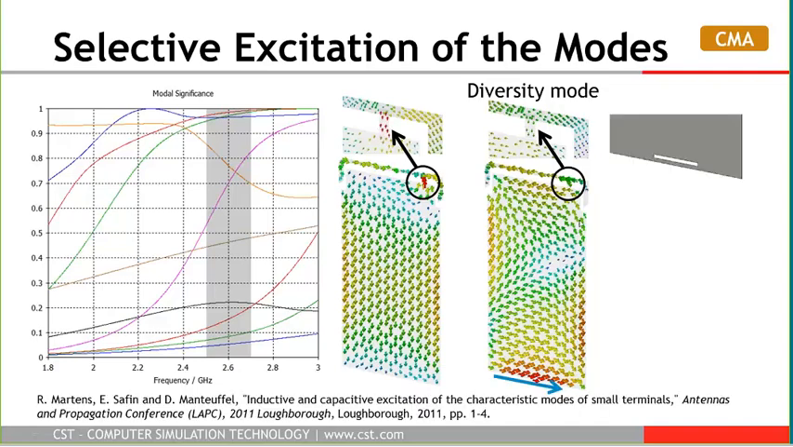Then there is a question, how do I excite this diversity mode? So where to place the port? And again, very nice way to do that has been published by Robert Martens at the Loughborough conference in 2011. You can see the reference down at the bottom of the slide. And the idea is to put a slot to the ground plane at the place where the current is at maximum.